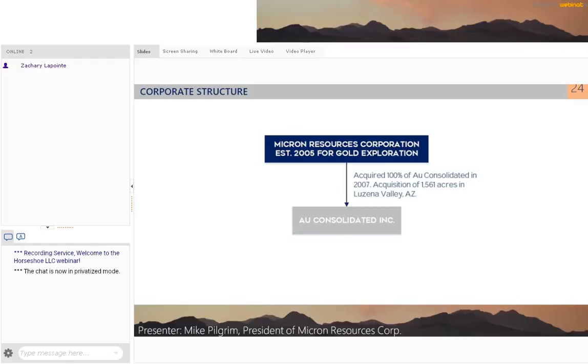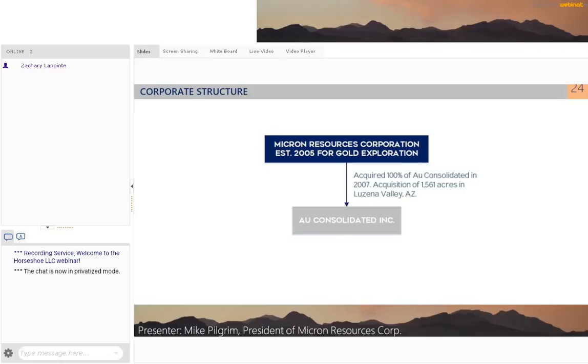When we came down to Arizona, we acquired AU Consolidated in 2007, and we acquired the 1,561 acres where our sample prep building, our laboratory, and our mill plants are currently located. We are blessed with lots of water and power through that location.